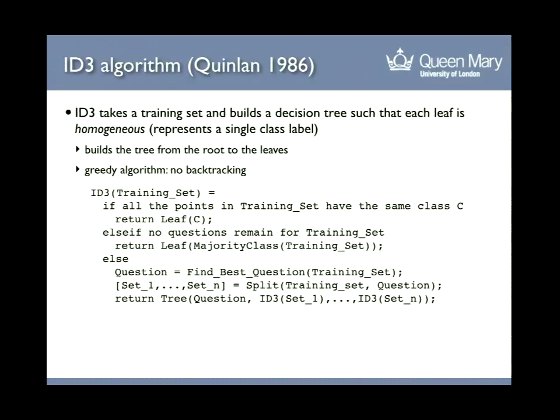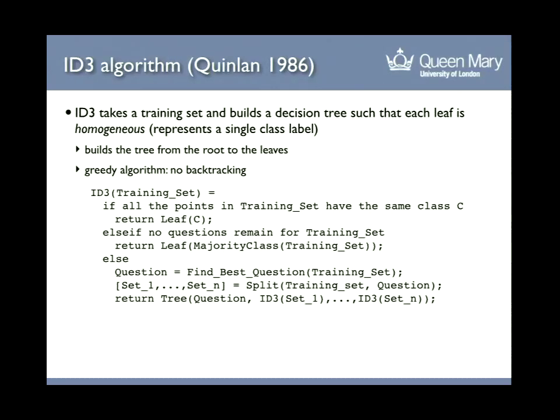Now that, of course, usually doesn't happen first. That usually happens after you've done a number of splits. So when you've got a tree with question one, which has some answers, and then question two, and then eventually you get down to a subset down here where all the examples belong to the yes class. At that point, we just return a leaf that says yes, and that will be attached to the tree.